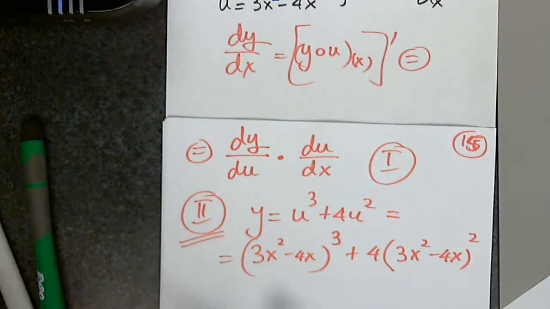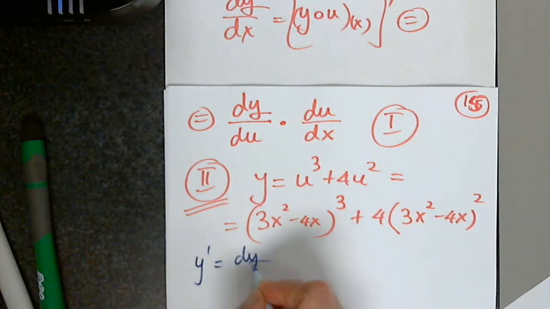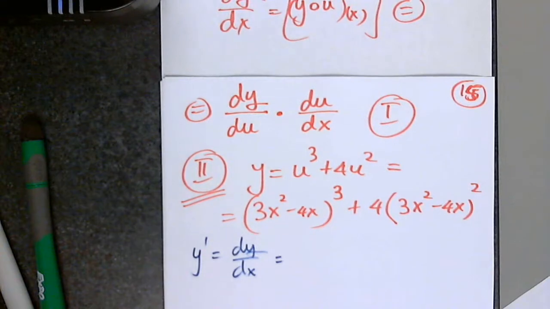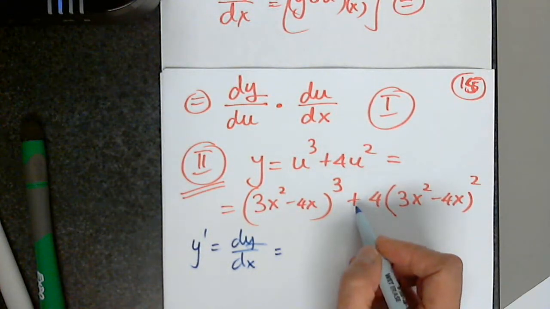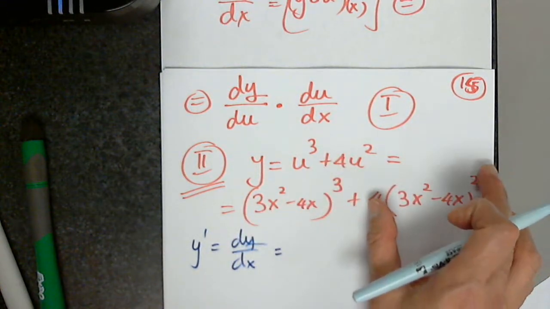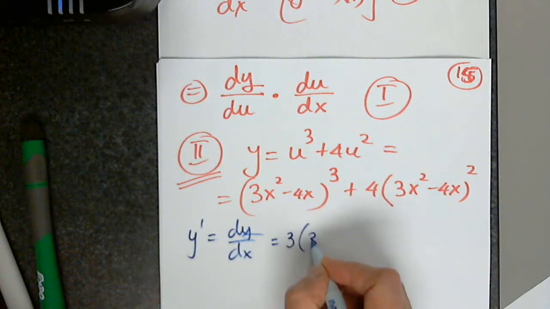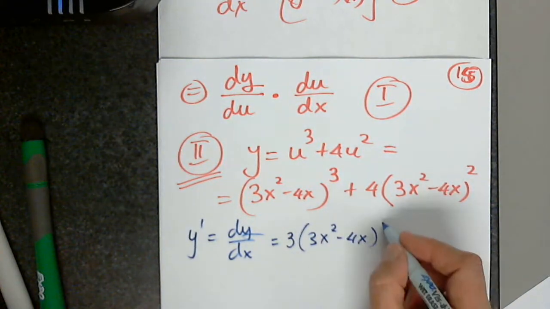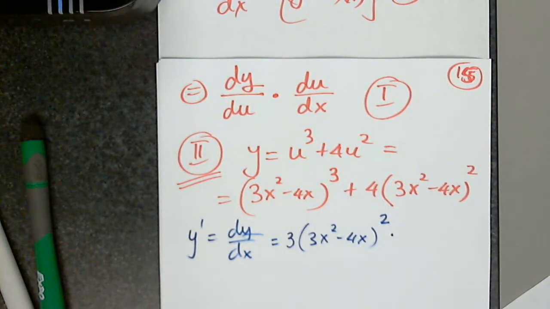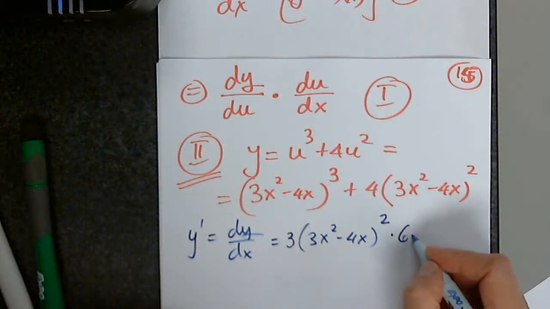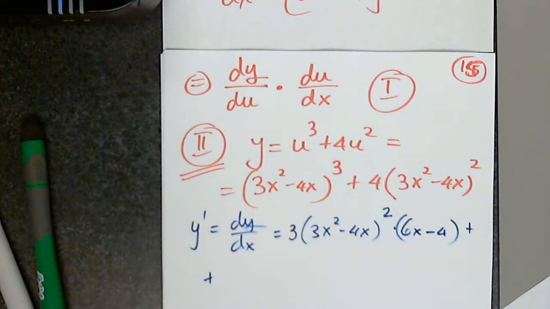So let's start with the second one because I already have it here. So y prime, or dy over dx, will equal, how will I differentiate this? Now this is a sum. So I have to differentiate this piece and this piece using the chain rule. So I have 3 times 3x squared minus 4x to the second power, multiplied by the inner function prime, 6x minus 4, plus 8 indeed.